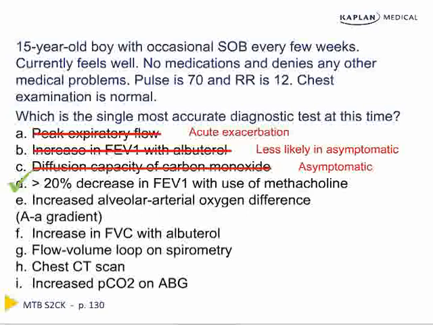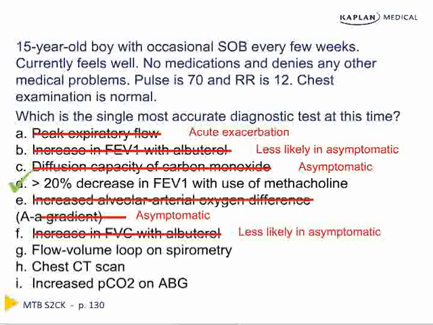Diffusion capacity of carbon monoxide is something that is used to test how well oxygen is diffusing across the membrane in the alveolus in the lung. If a patient with asthma is not having a flare, they're not going to have any problems with oxygenation or with any gas exchange across the alveolus. So diffusion capacity of carbon monoxide is not helpful in this situation. Same with AA gradient, you're not going to see one if the patient's not having an asthma flare.